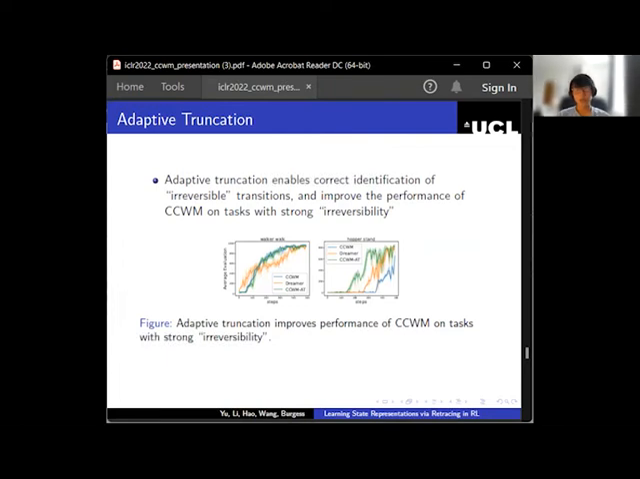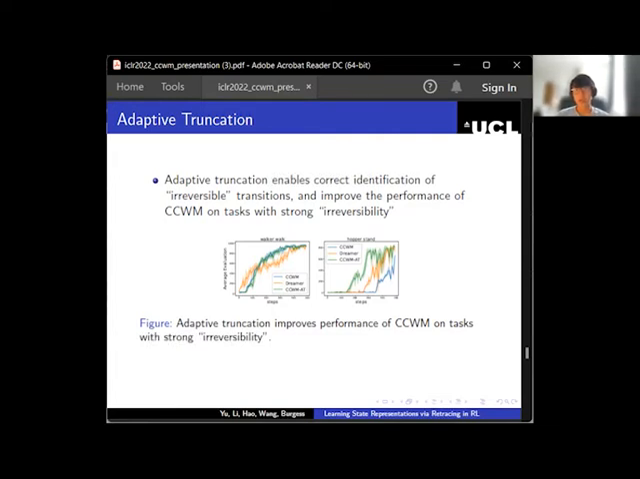So we applied our adaptive truncation method to CCWM. We show that the addition of adaptive truncation significantly improves the performance of CCWM on the Hopper stand task, which we provide in the main paper. We also provide a graphical demonstration that the Hopper stand task is in fact a highly irreversible task in the appendix. So given the augmentation, CCWM indeed outperforms its original model, and this time outperforms the Dreamer agent.